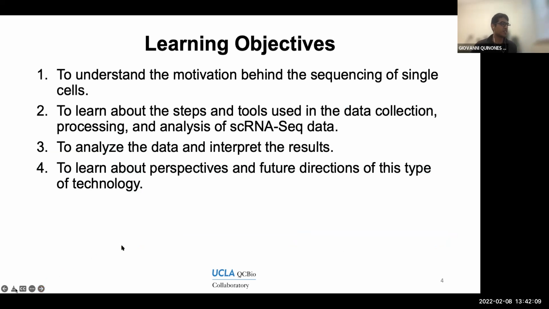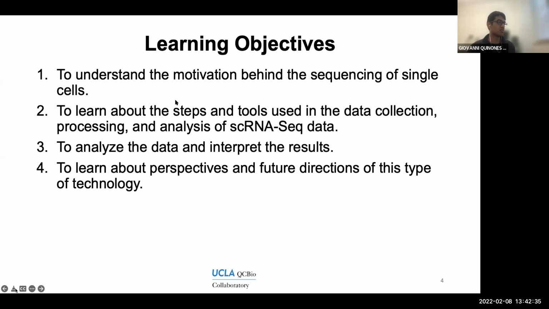And the learning objectives for this workshop, first of all, is to understand the motivation behind the sequencing of single cells. I believe that's a very important question to understand. First of all, why do we care about single cells in the first place? Being able to understand the motivation is going to be one of the main objectives here.